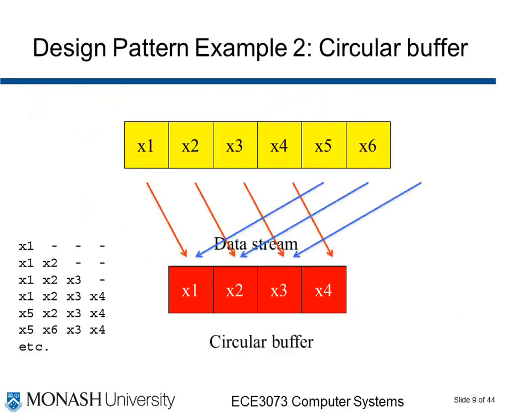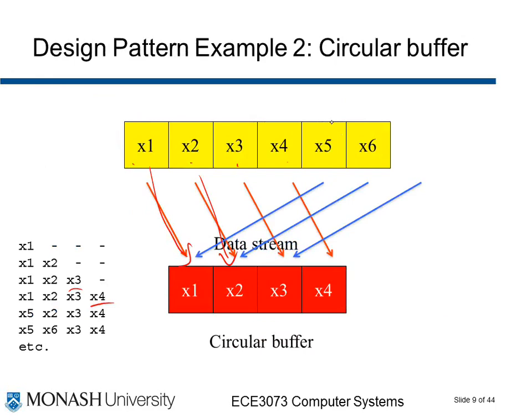Okay, a second design pattern example is this idea of a circular buffer. And this is a very confusing slide, but it's okay, because the idea is very simple. A circular buffer is a software version of a first-in, first-out buffer. So imagine I have my data coming in, x1, then x2, then x3, then x4. How does this fill in my buffer? Well, first I put x1 into the first portion of my buffer, then I put x2 into my second, x3 into my third, x4 into my fourth.